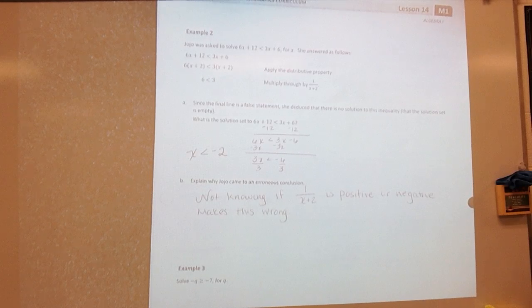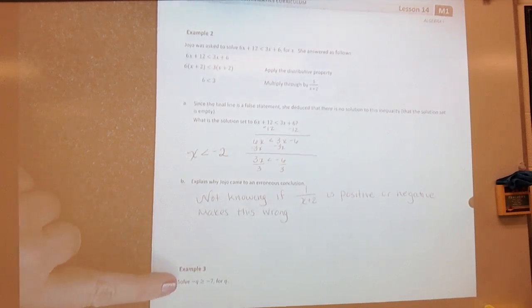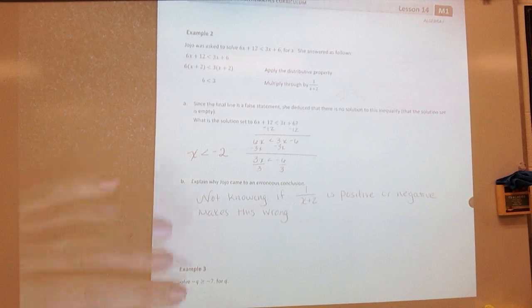So let's just kind of look at example number 3. Solve negative q is greater than or equal to negative 7. Solve for q. All right, so here's what I can do. I can take the negative q over.